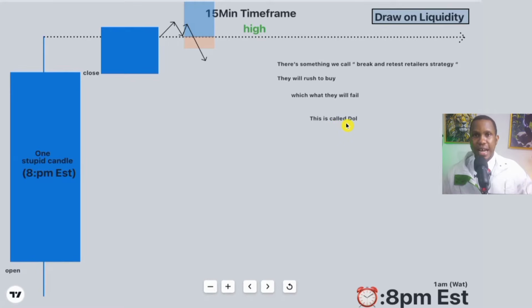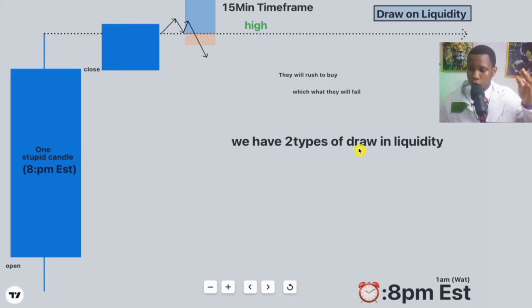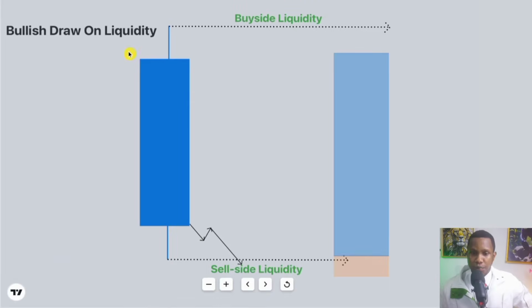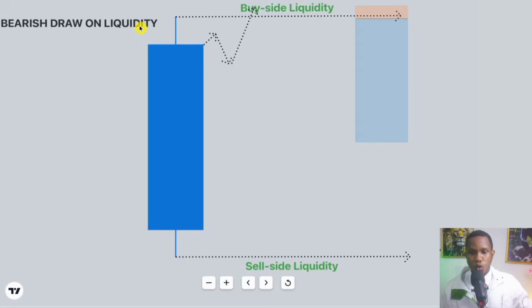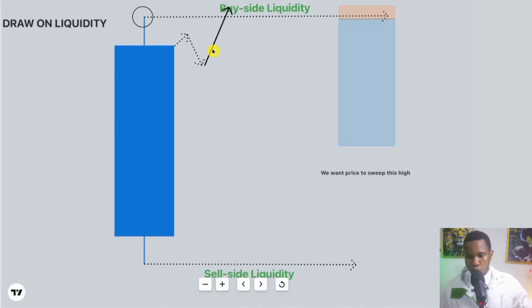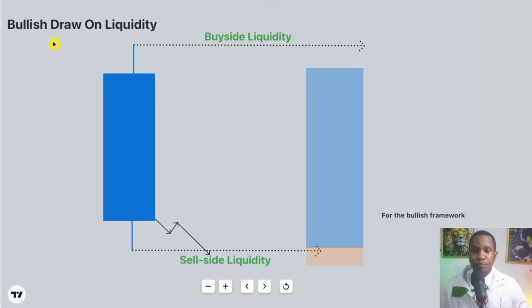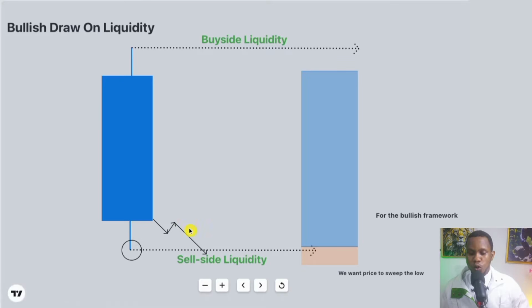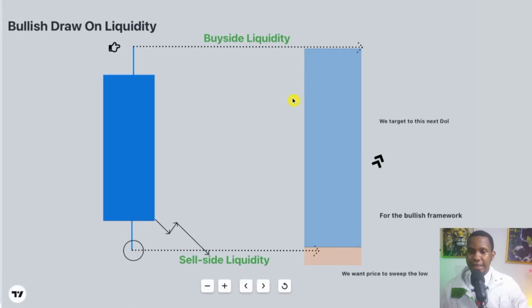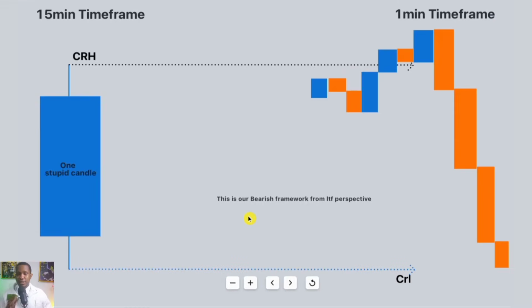Draw on liquidity, guys. We have 2 types of draw on liquidity in the market: the bullish draw on liquidity and the bearish draw on liquidity. For the bearish draw on liquidity, we want price to sweep the highs, and we want to enter and sell to the next draw on liquidity. For the bullish framework, we want price to sweep the lows this 8 o'clock candle goes to, and we then target the next draw on liquidity. This is our bearish framework from the lower time frame. I'm covering the basics. We'll get to the advanced very soon.